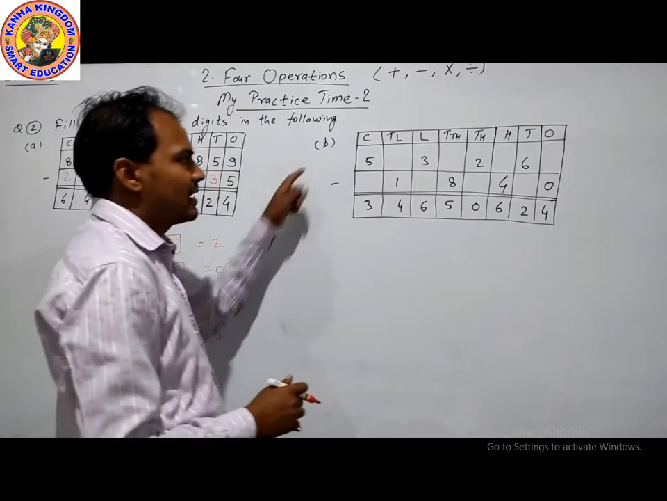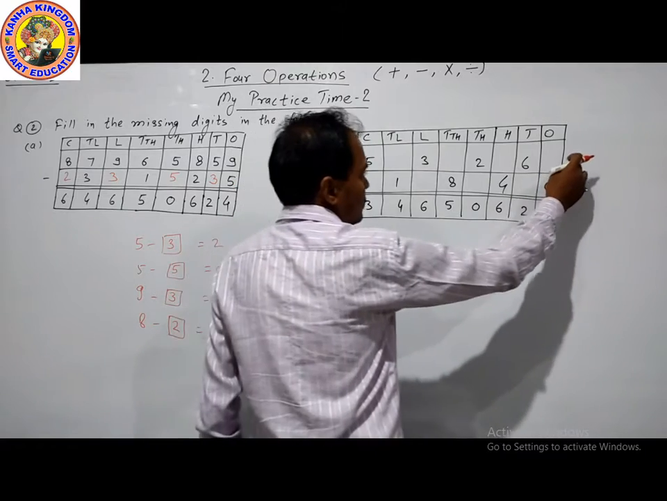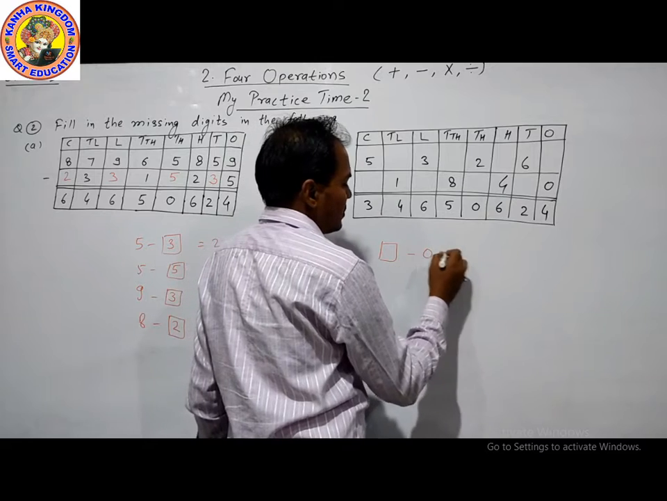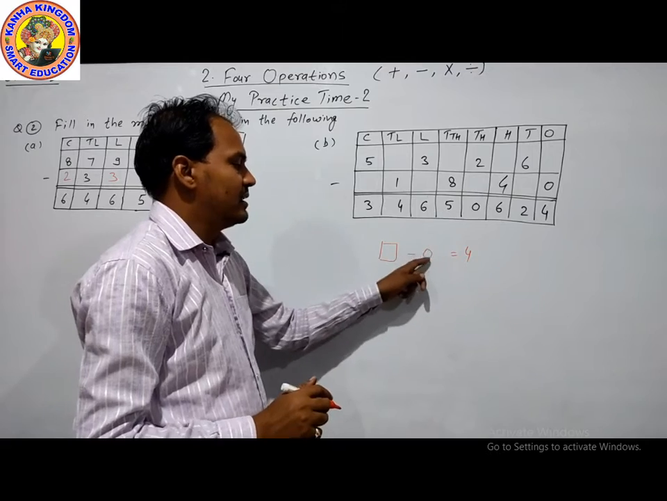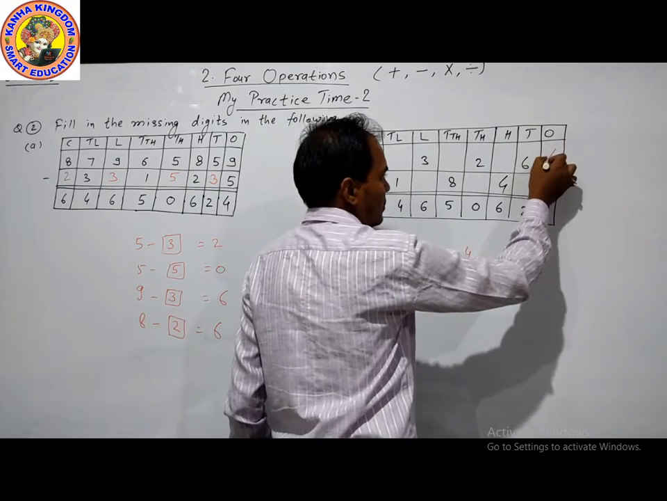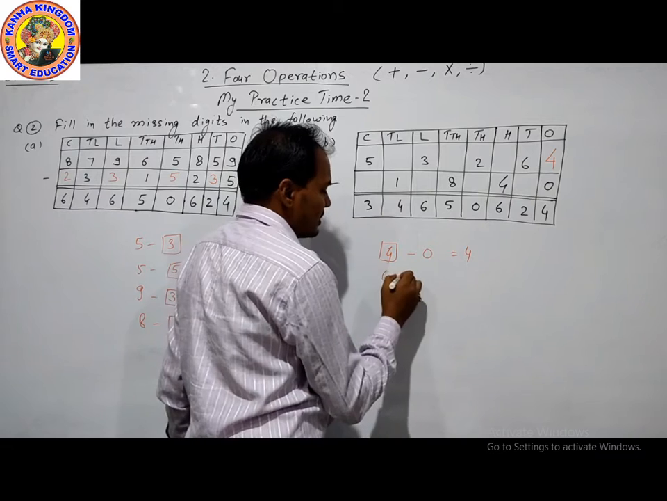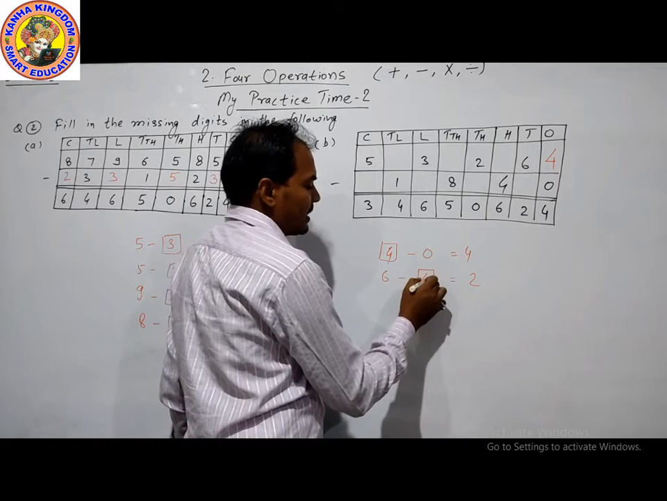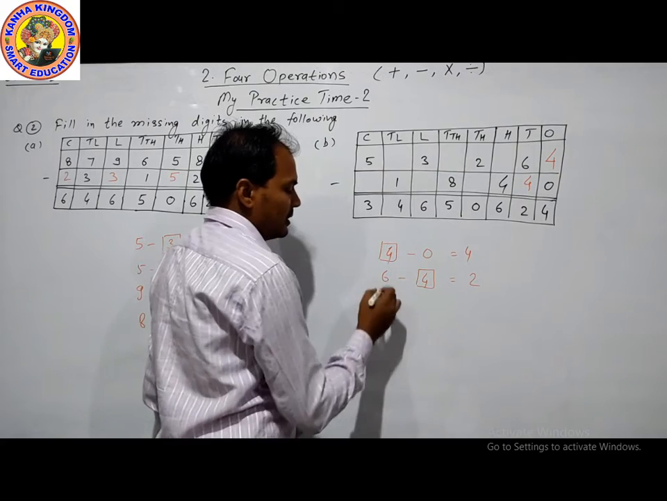Now we are attending part B. Here is the ones digit. We will solve the equation from here. A missing digit minus 0 is equal to 4. We know that 0 is nothing, so 4 is equal to 4. Here is 4. 4 minus 0 is equal to 4. Next is 6 minus any digit to get 2. We will subtract 4. 6 minus 4 is equal to 2. Here is 4.